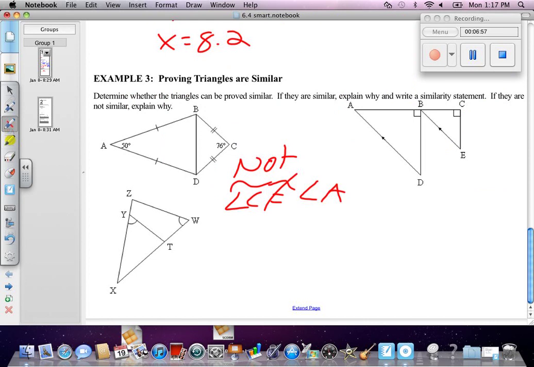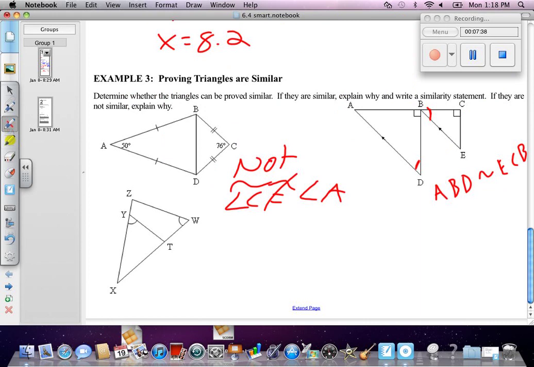What about this one? This is B. Are they similar? So we've got two parallel lines cut by a transversal, which means the alternate interior angles are congruent. So we've got angle-angle similarity. Right? So these are similar. So ABD is similar to ECB.